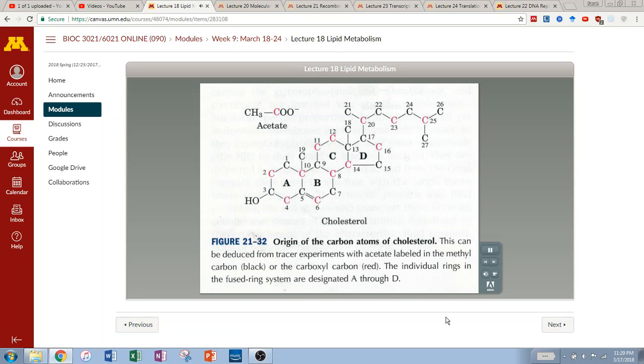The diagram shows that all of the carbons of cholesterol are derived from acetyl-CoA, the red carbons from the carboxyl group and the black carbons from the methyl group. Cholesterol has 3 6-membered rings and 1 5-membered ring, none of which are aromatic.